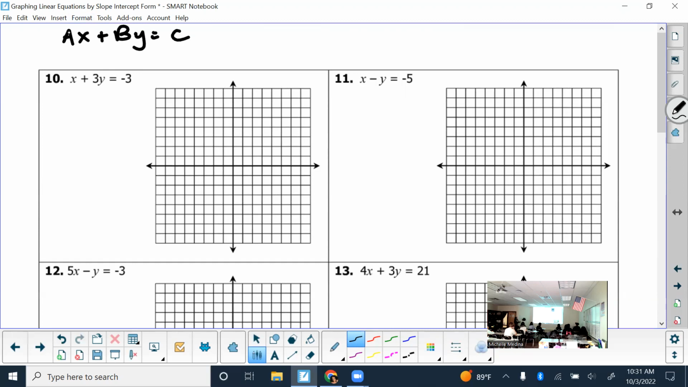The question was, what form are these equations in? I asked if I gave you the formula for what form these equations are in, and no one said anything. So there's the formula: Ax plus By equals C. You know what that form is called? All right, so this is standard form. It's another common way that linear equations are written, but unlike slope-intercept form, you can't clearly see the slope and y-intercept.